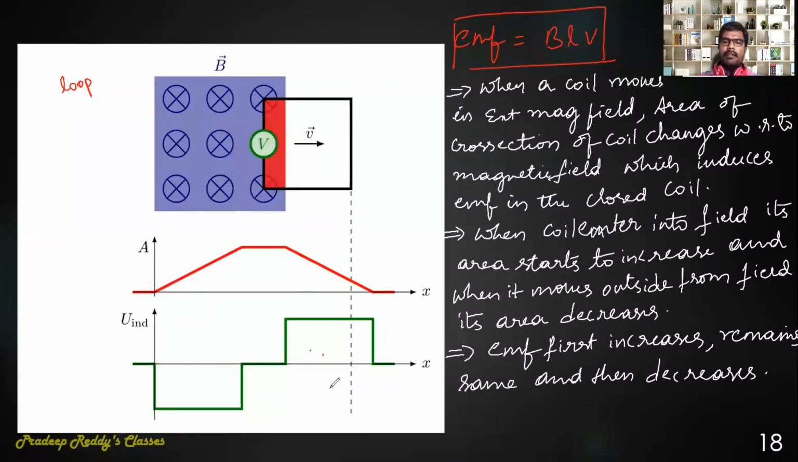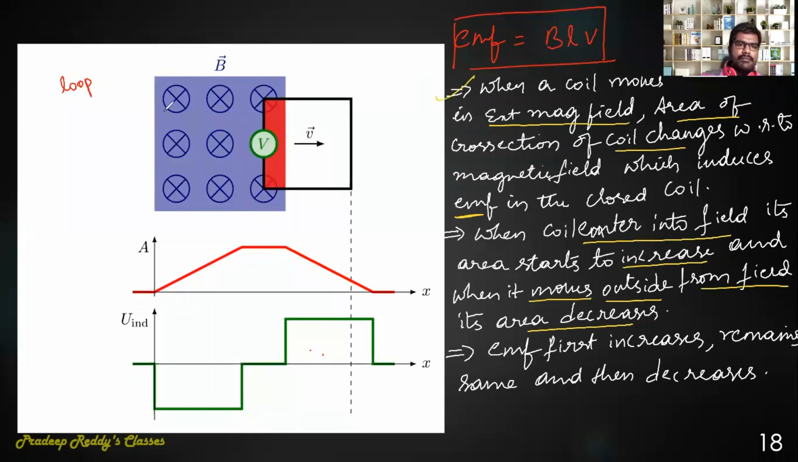So whenever you are dealing with the motion of a coil related to a magnetic field, you can simply tell that when a coil is moving in an external magnetic field, the area of cross section of the coil undergoes changes with respect to the magnetic field. This induces EMF in the coil. And when the coil is entering into the field, EMF increases, and when the coil is moving outside, EMF decreases because the area of cross section is decreasing.